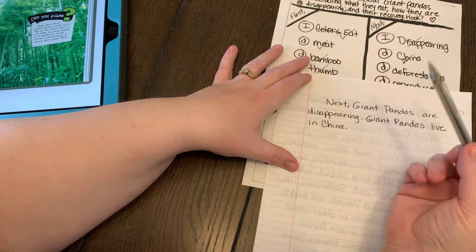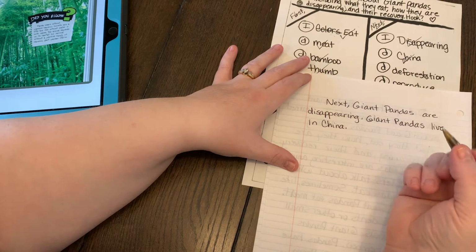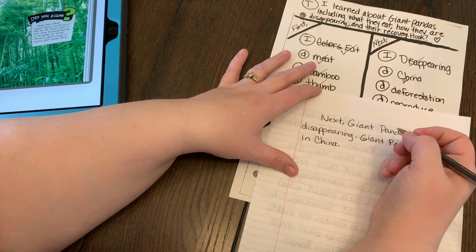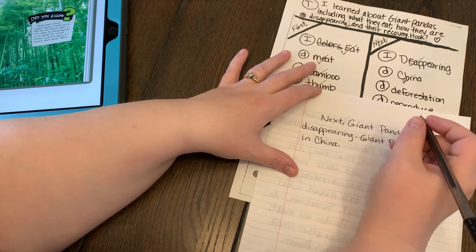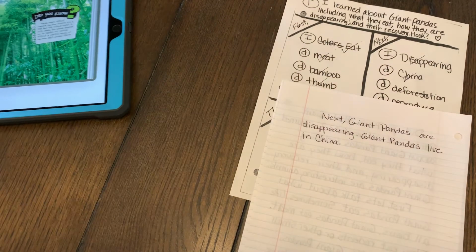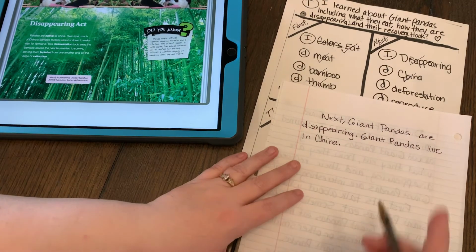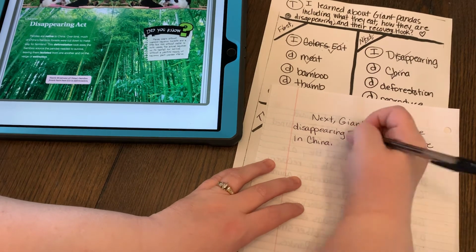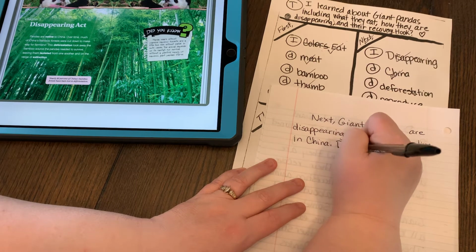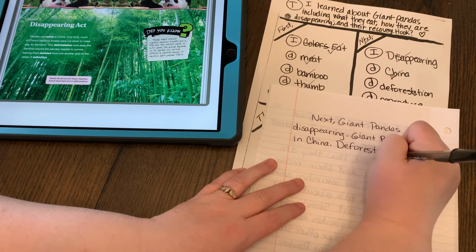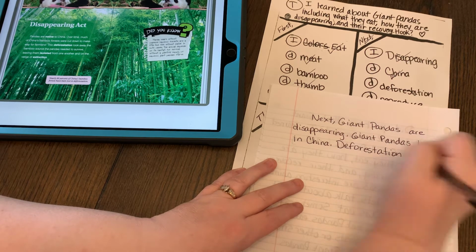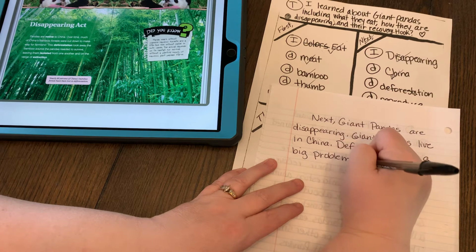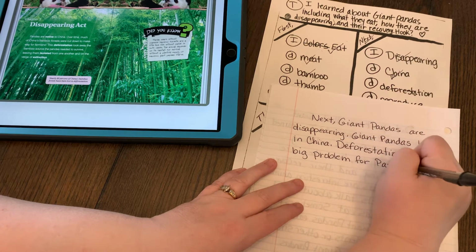Deforestation. Remember we talked about how that is when they're taking away the bamboo source. So, it says nearly 80% of China's bamboo forests have been lost to deforestation. I have my book here, so I'm always referring back to that. So let's see. Deforestation is a big problem for pandas.